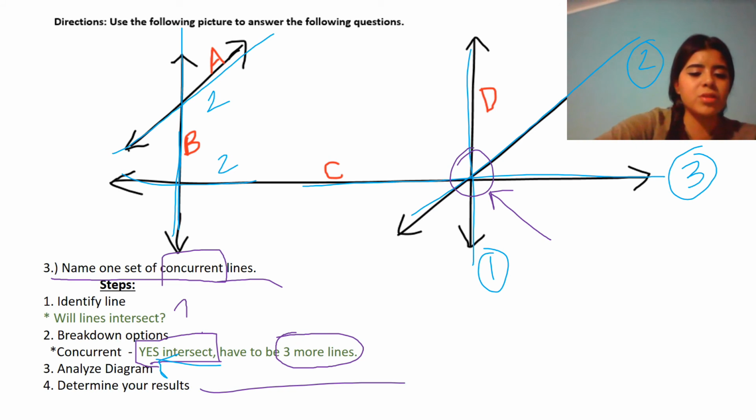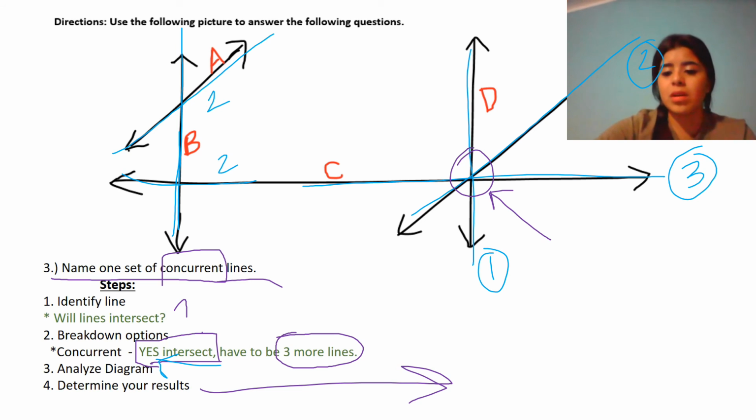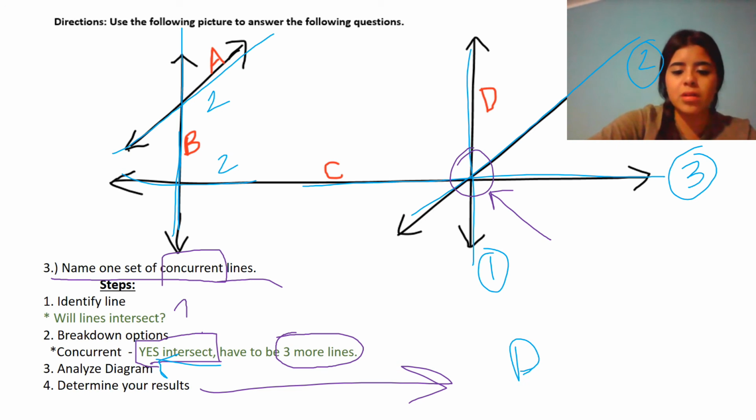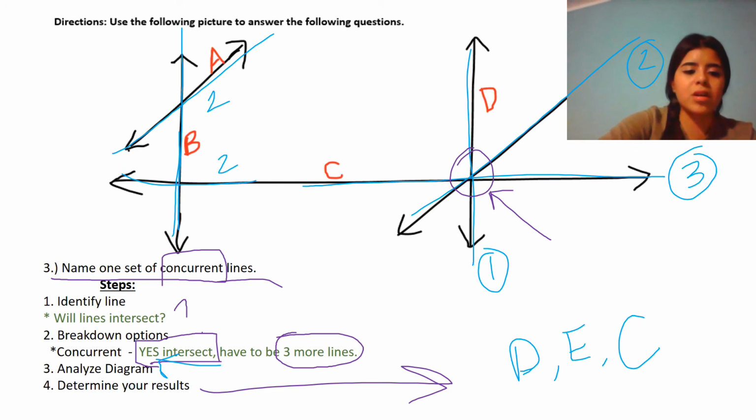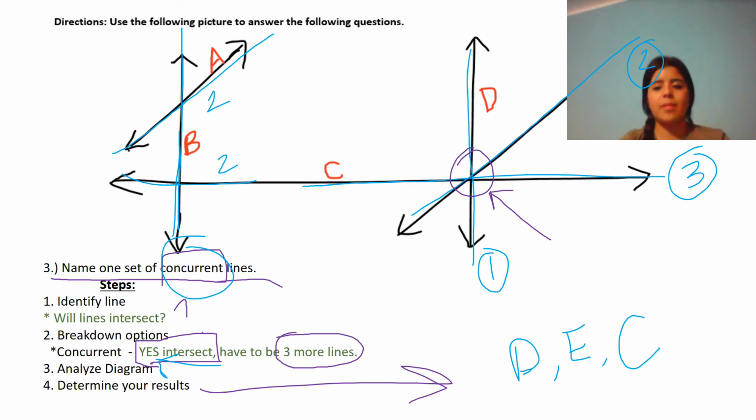So we are going to determine our results. Lines D, E, and C are concurrent lines.